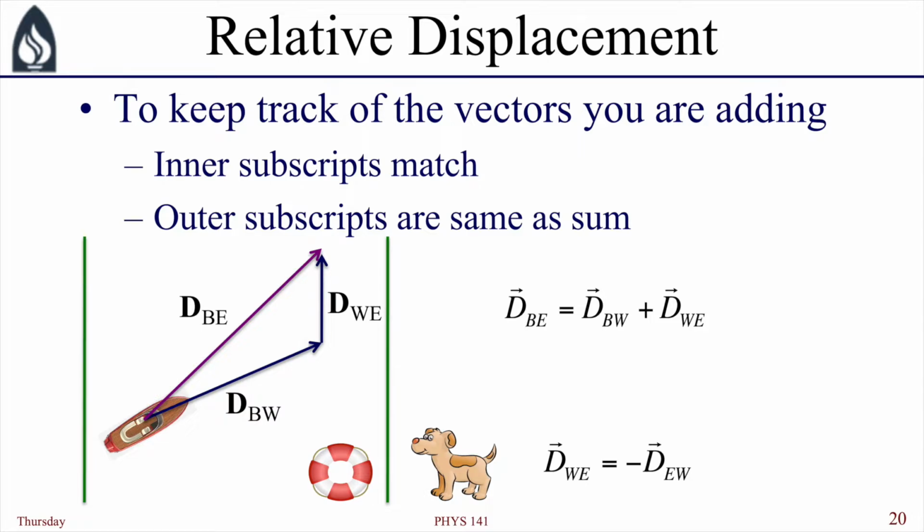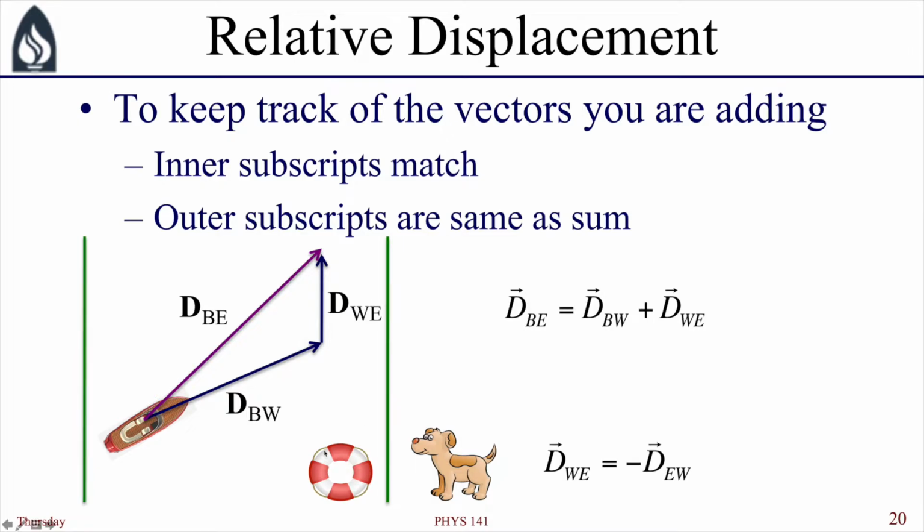So when we add displacements, in the case of the apple, it was pretty simple because the motion was just in one direction. However, displacements are vectors, so you could have motion in more than one direction, and it's important to keep track of the vectors that you're adding in order to go from one coordinate system to the other. So when you do this, there's a pattern that you can follow.